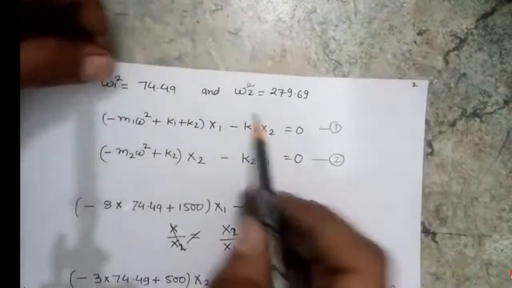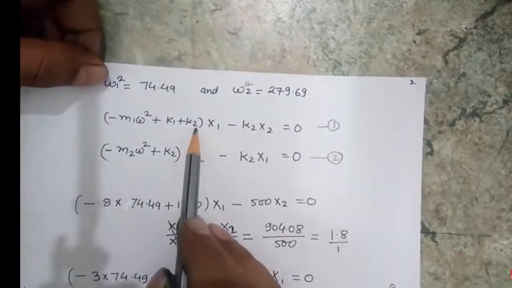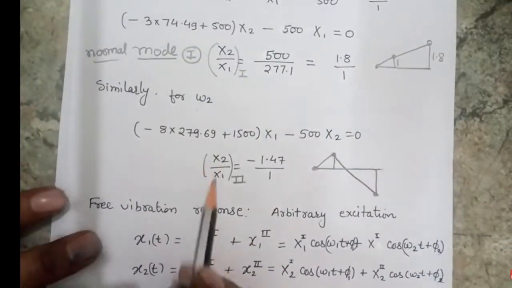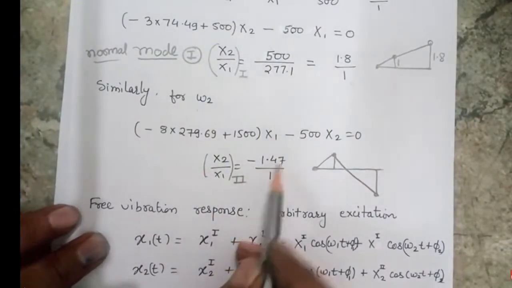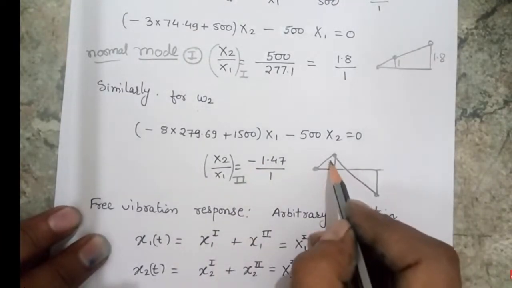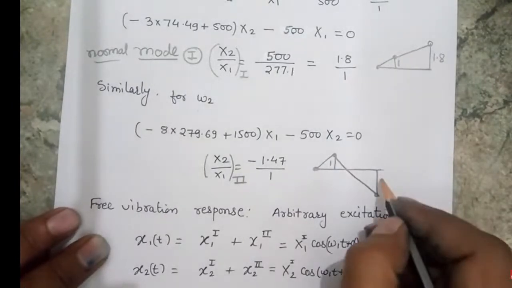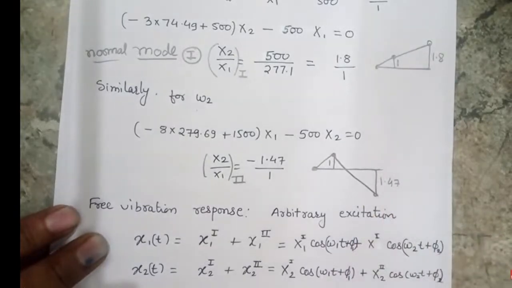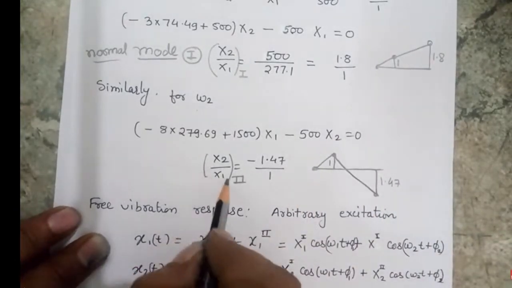Similarly, when I put the second natural frequency into either of these governing equations, I get a ratio X2 by X1 equal to minus 1.47. Here, the minus sign indicates that if my first mass is moving with an amplitude 1, the second mass will move with an amplitude 1.47 but in the opposite direction. And this is my second normal mode.